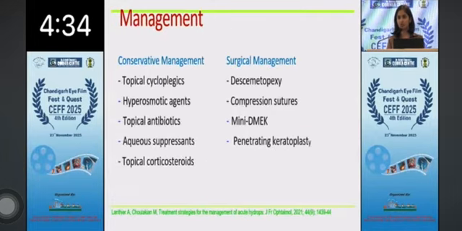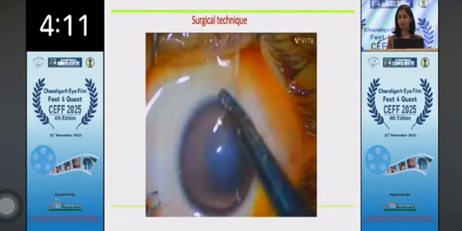Now, there are two ways to manage these cases. One is the conservative approach and the other is the surgical approach. The conservative approach includes topical cycloplegics, hyperosmotic agents, topical antibiotics, aqueous suppressants, and topical corticosteroids, depending on the case. Surgical management includes descemetopexy, compression sutures, mini DMEK, and penetrating keratoplasty. Here's a short video demonstrating the surgical technique.